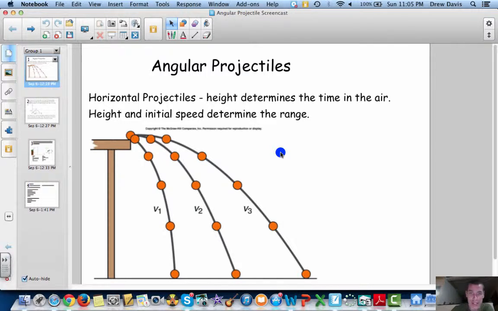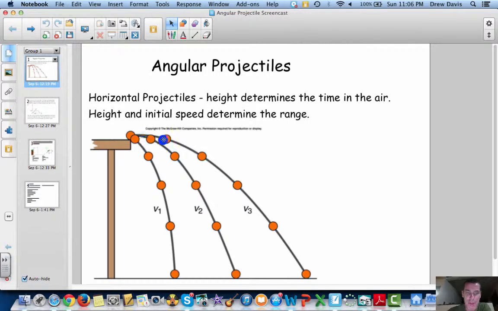To start out with, you can see from the screen we have a picture of horizontal projectiles. You recall last week we took a couple of tennis balls and hit them off the lab bench. They were shot off in a horizontal direction, and you have three different balls shot at three different horizontal speeds, landing at three different spots. These orange dots indicate where the three balls are at different times. And you can see they're always at the exact same height as they move along.